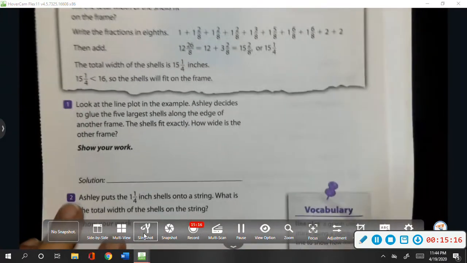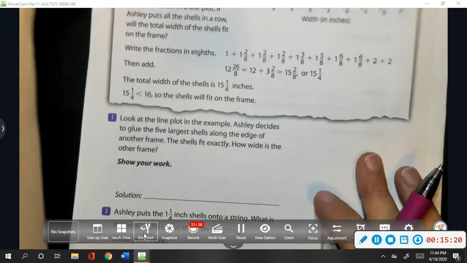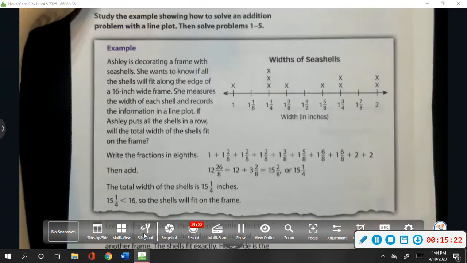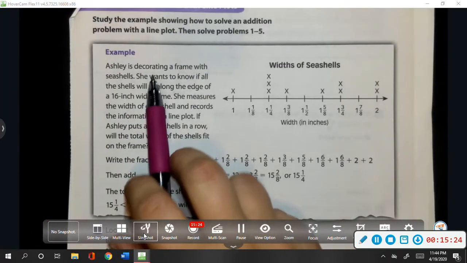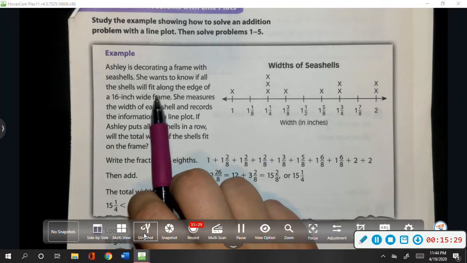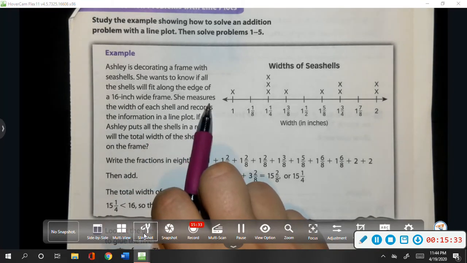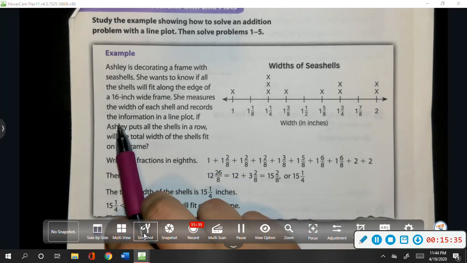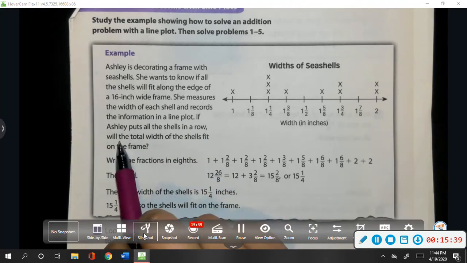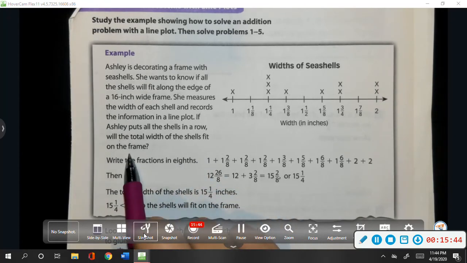Let's look at the practice page. The practice page is page 295. Let's look at the example. Ashley is decorating a frame with seashells. She wants to know if all the shells will fit along the edge of a 16-inch wide frame. She measures the width of each shell and records the information in a line plot. If Ashley puts all the shells in a row, will the total width of the shells fit on the frame?